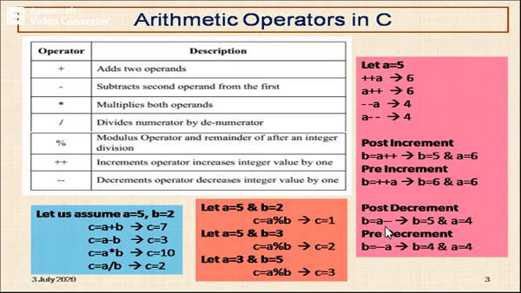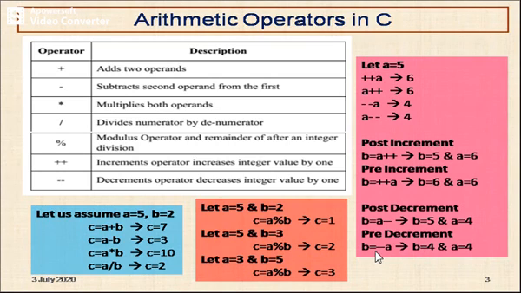You see here, now you can say the answer. B is equal to A--. Okay, so A is first posted or assigned to the variable B. That is why 5 is assigned to the variable B first. Then the decrement operation is done after the assignment operation. So A becomes 4.